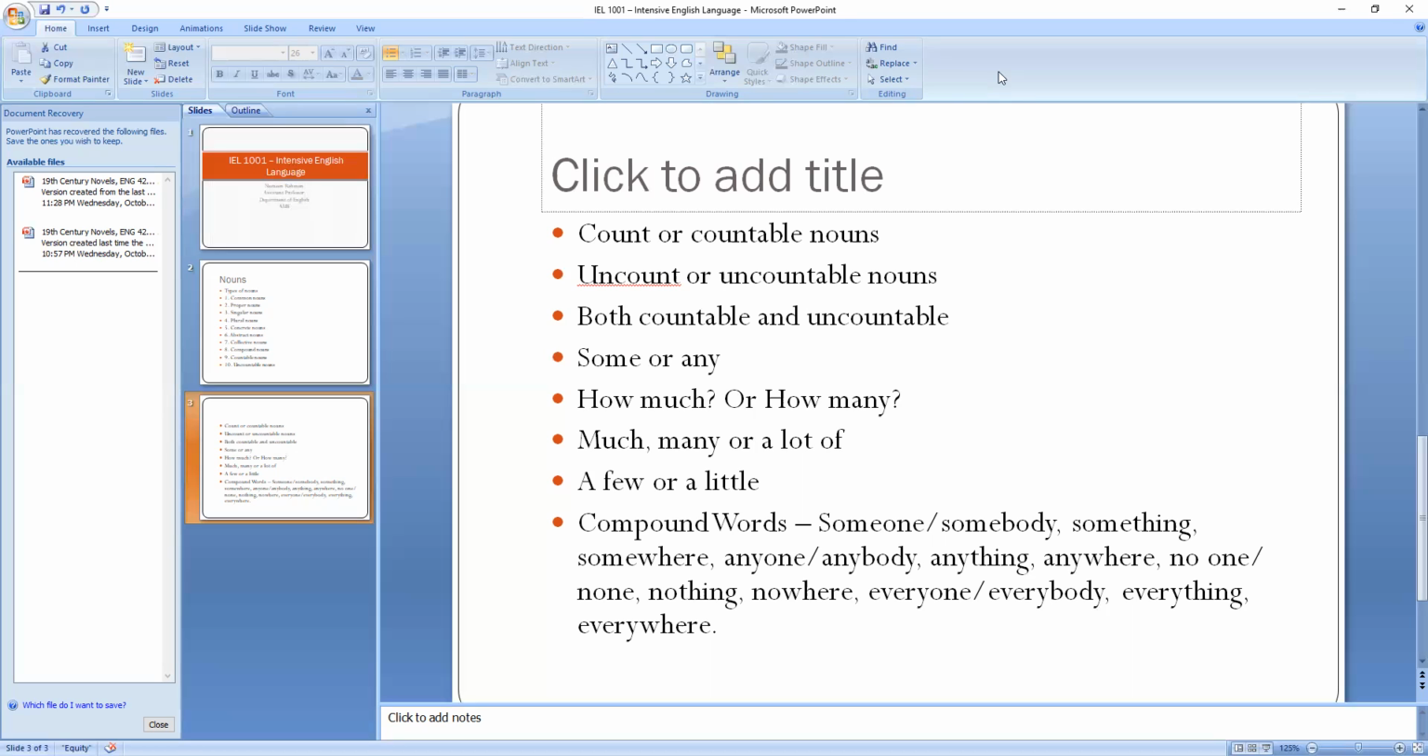Now, let's go to some or any. Some goes with positive sentences. You should remember it. Some goes with positive sentences. For example, I need some butter. Then he has done some very good work recently.